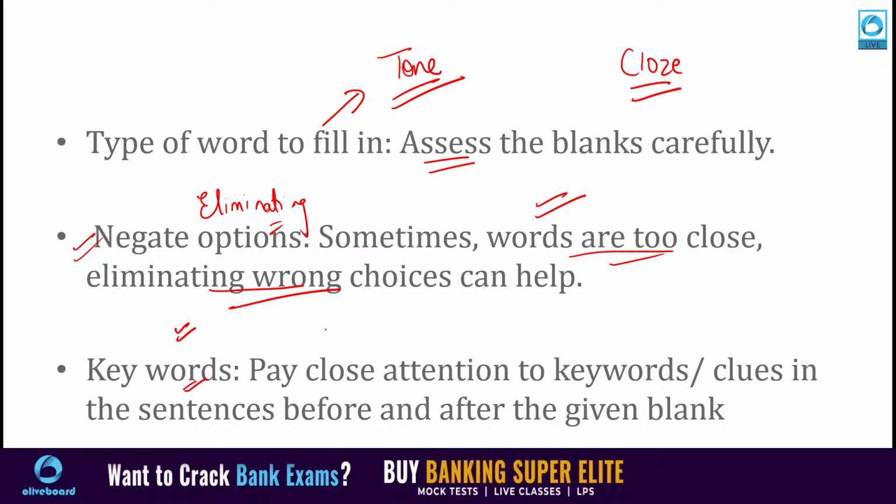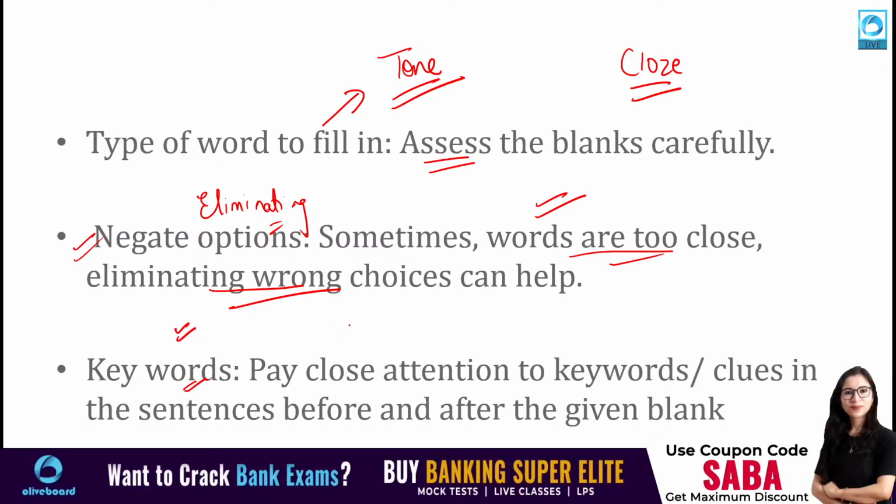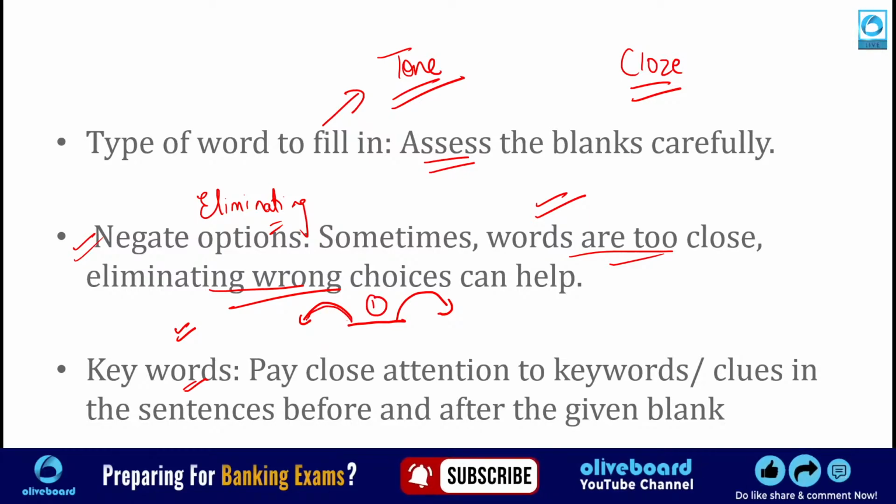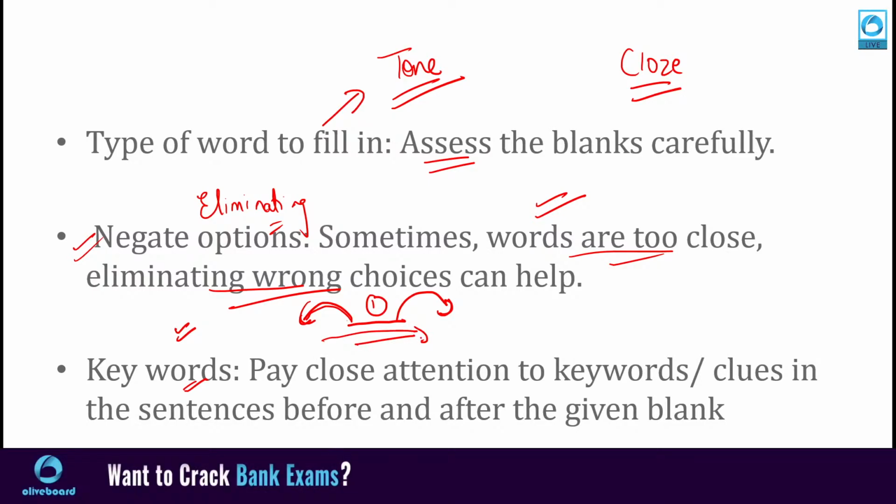And the last, keywords. This keywords is the most important thing. Like most of the times, the word preceding the blank and the words following the blank. Like this is blank number 1. So what is given before blank number 1 and what is given after blank number 1. These two words can definitely help you to give the sense to.